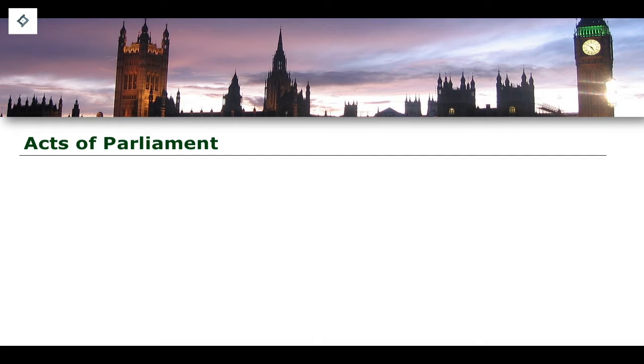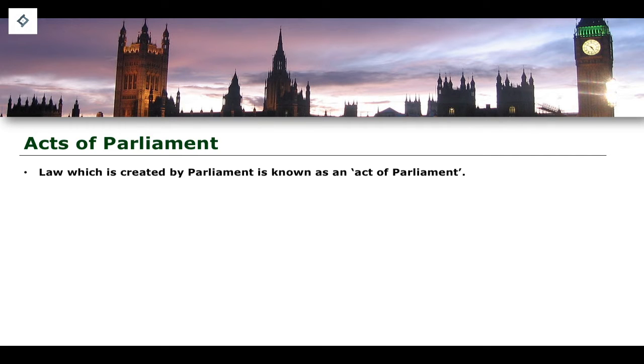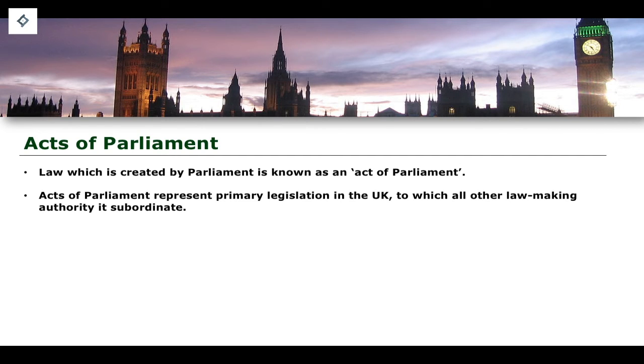So ultimately, a bill which has gone through Parliament, a law which is created by Parliament itself, statutory law, is known as an Act of Parliament. It is an Act of Parliament as soon as it receives royal assent and is entered into force. Acts of Parliament represent primary legislation in the United Kingdom. Essentially, all other lawmaking authority, in terms of legislative lawmaking authority, is subordinate to Parliament. This is, of course, part of the doctrine of parliamentary sovereignty, or the principle of parliamentary sovereignty, whatever you want to define it as.